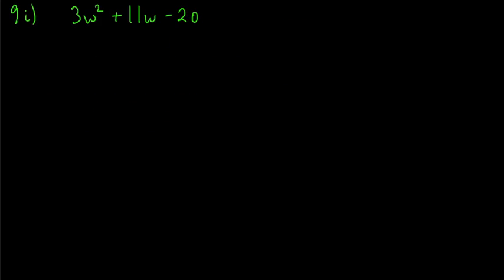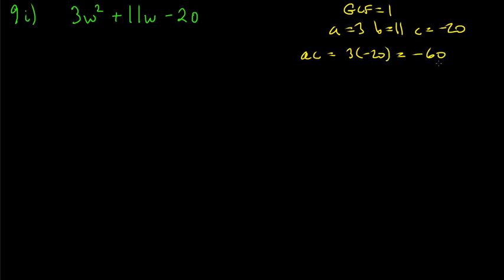So moving on to 9i, we have 3w squared plus 11w minus 20. So this is a trinomial, three terms. GCF is 1 again. And what do we have? A is 3, B is 11, and C is negative 20. So I think we're going to have to use the AC method here. A times C, 3 times negative 20, is negative 60. So we need two numbers that multiply to negative 60 and add to 11. So it's a positive number, so I'll make the bigger number positive.